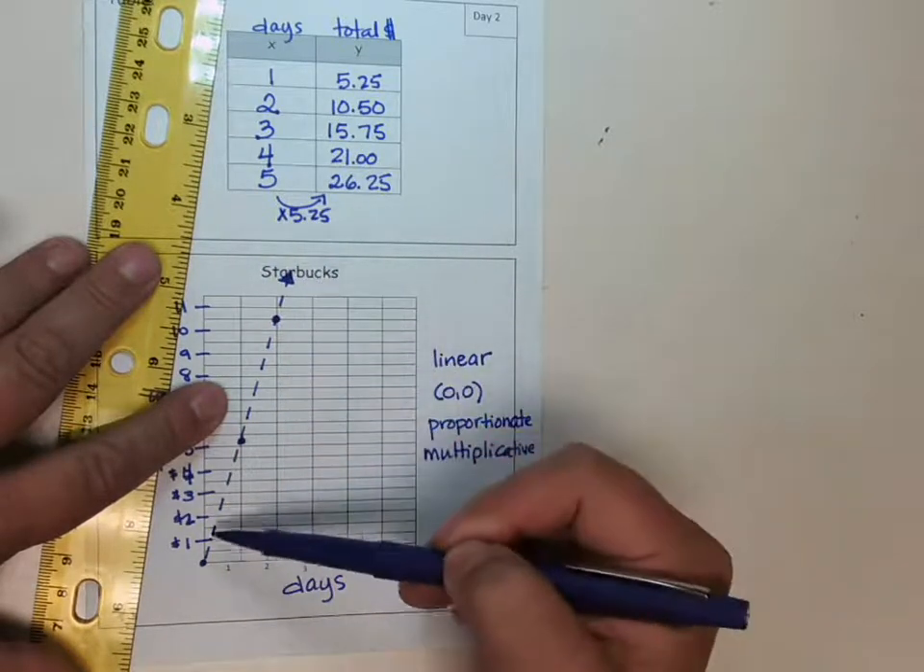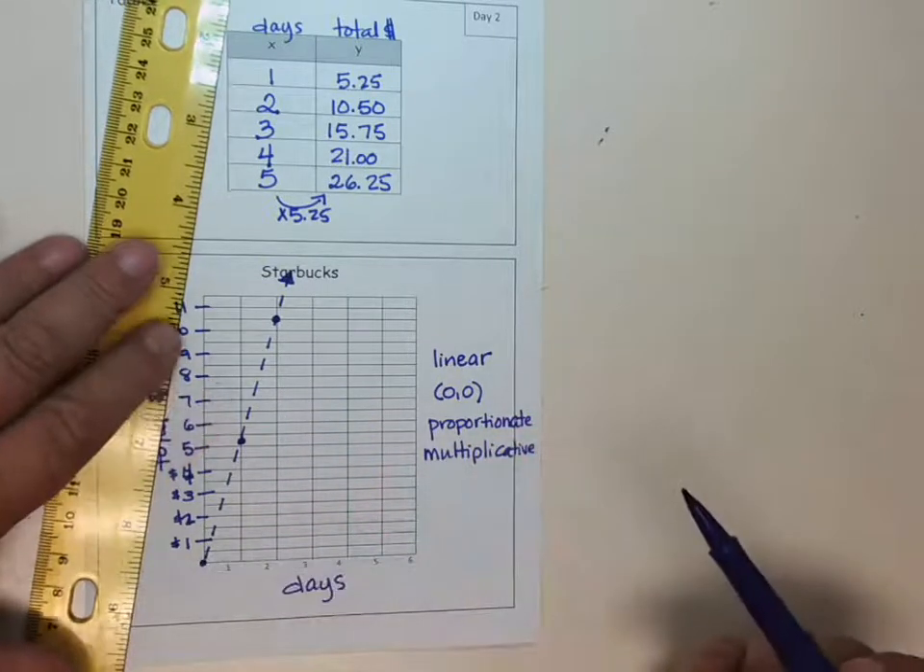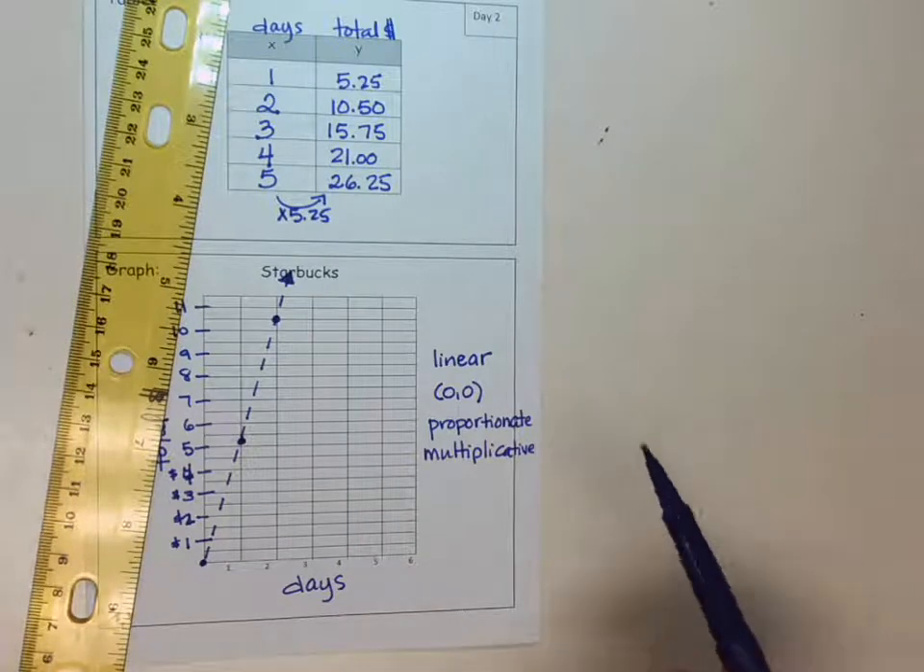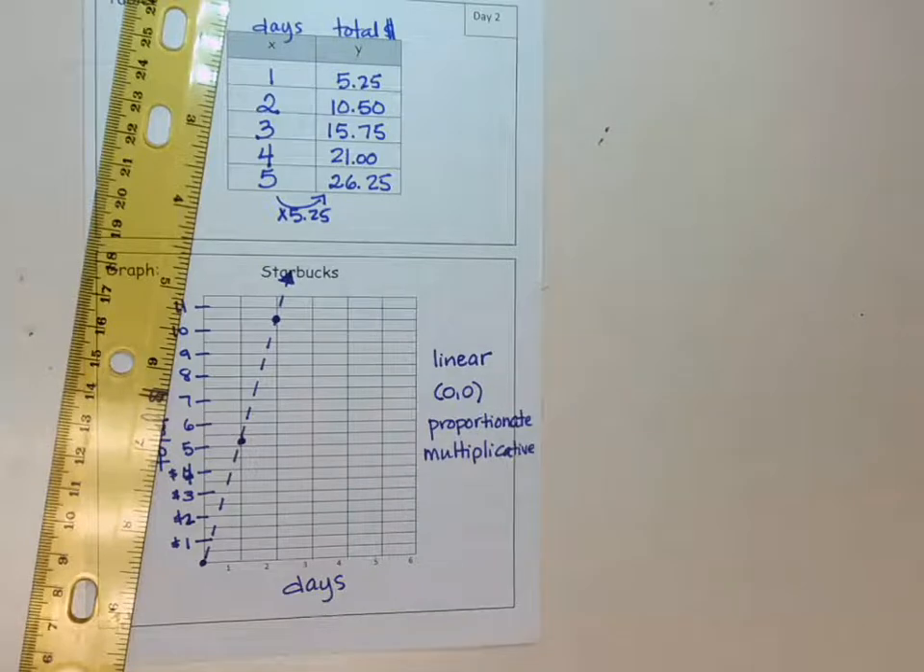When you have a linear graph and it goes through 0, 0, it's always going to be multiplicative. You don't even have to do any math to know that it's multiplicative. If it's a line and it passes through 0, 0, you can automatically know it's multiplicative.